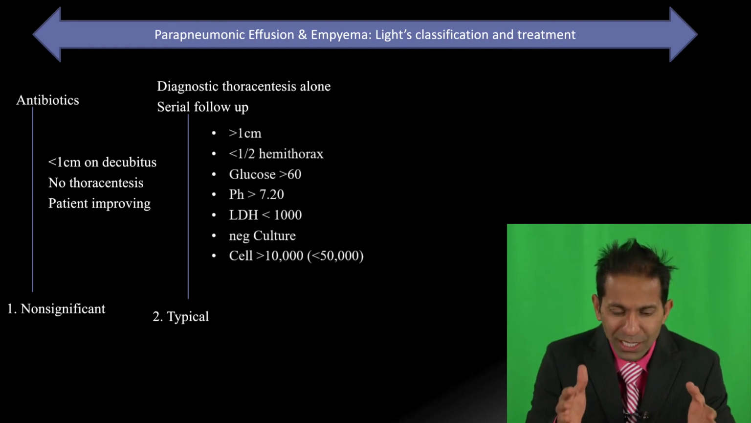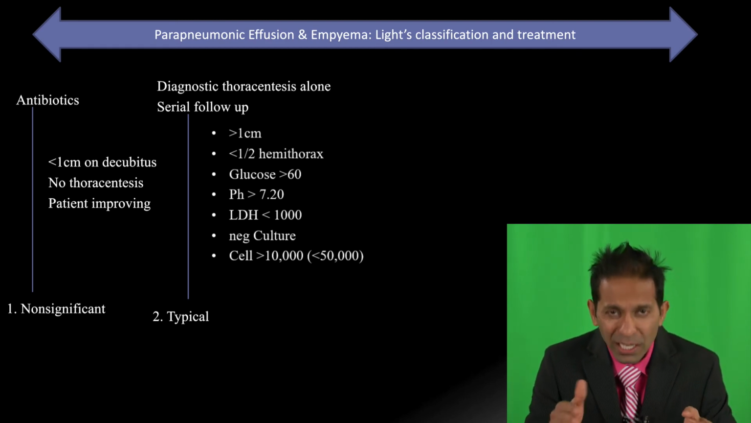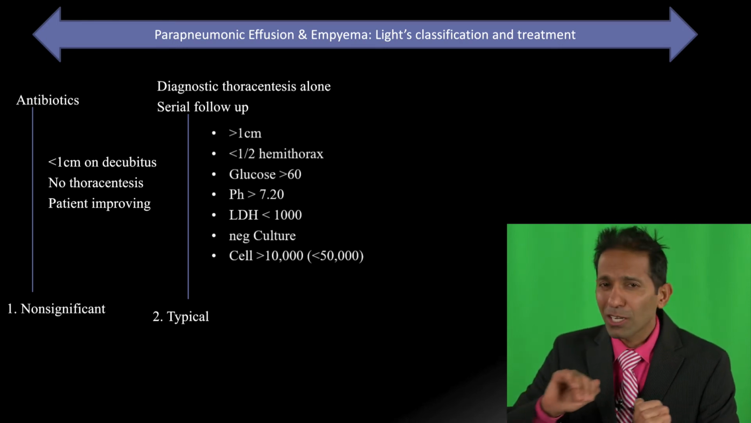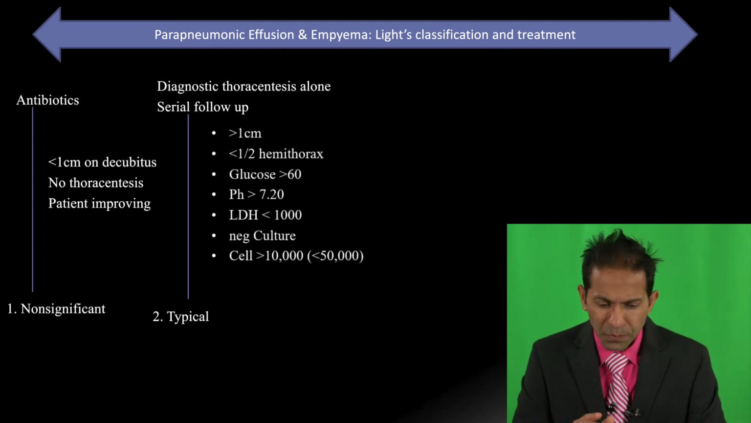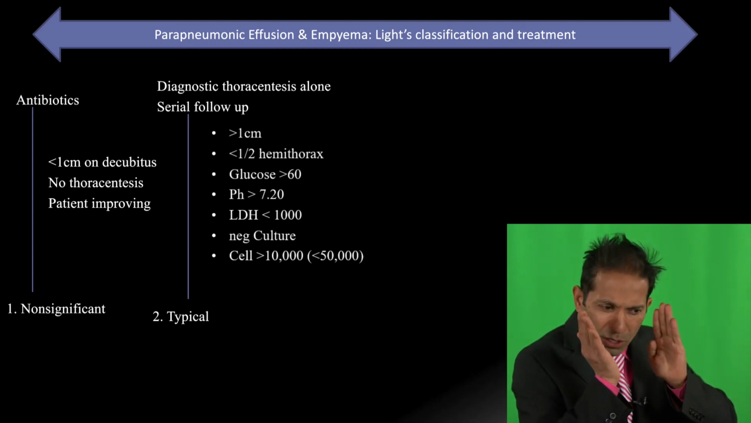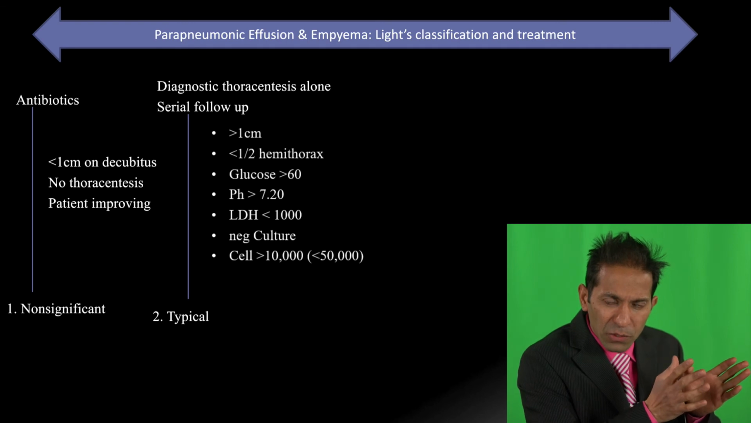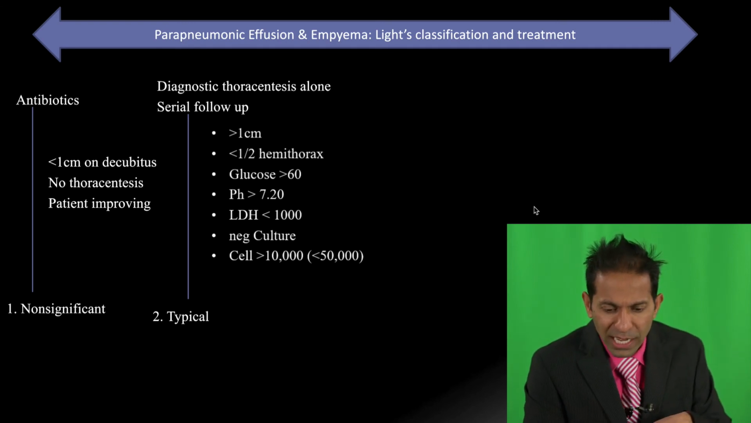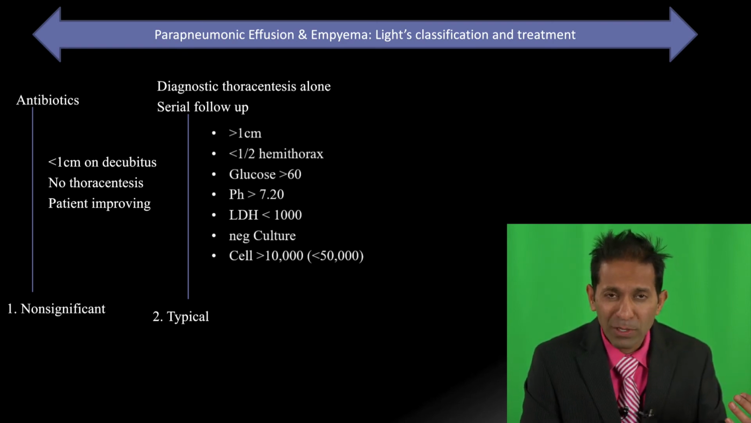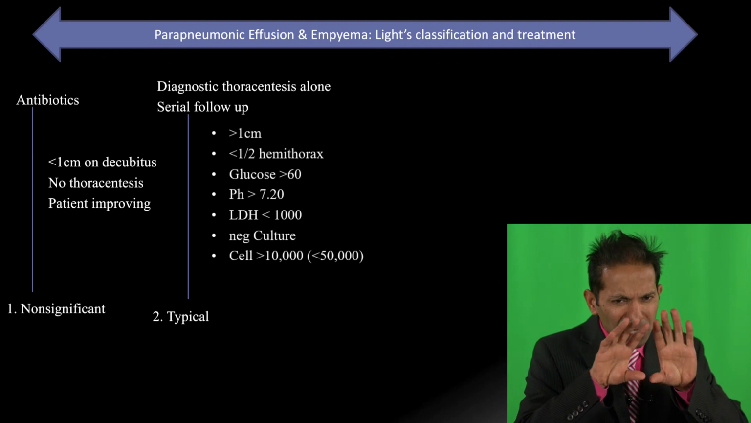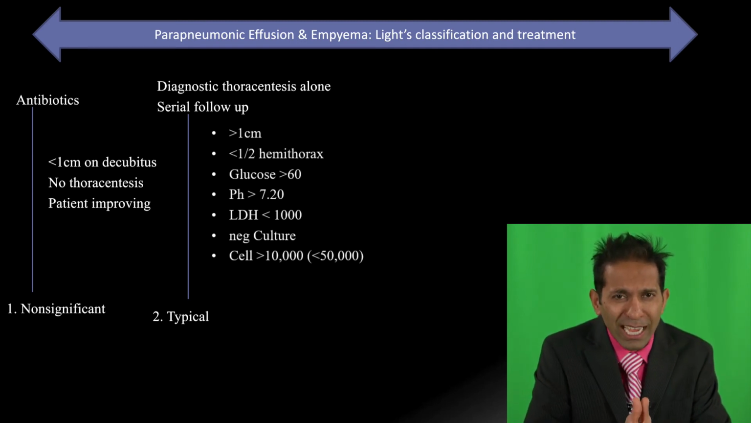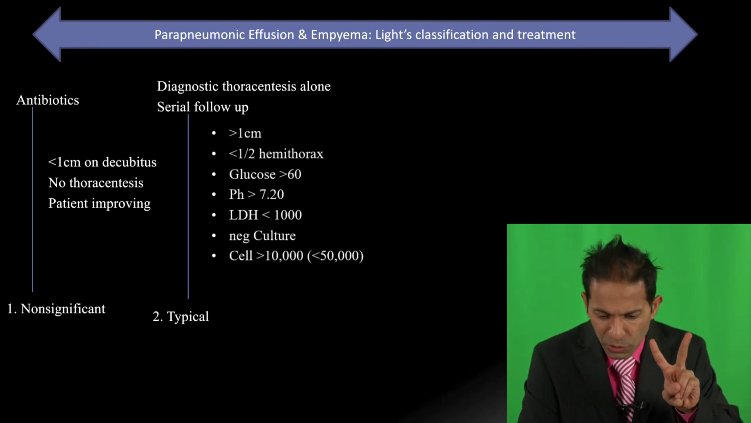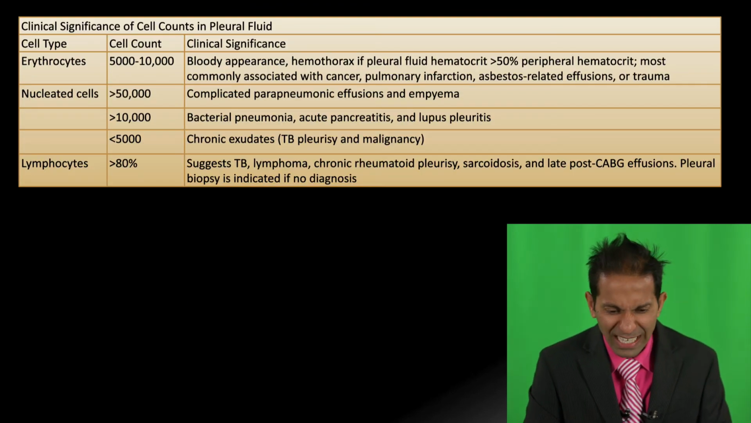You do a diagnostic tap, you do a serial x-ray. Most of the time the patient gets better; they don't need a tube or a drain or a consult with a thoracic surgeon. So we talked about two things. One, a patient who had a non-significant effusion. Another scenario is if the patient has a typical parapneumonic effusion more than 1 centimeter, less than half of the hemithorax, with pneumonia, you do a tap, and the pleural fluid is sterile and the patient is improving, you just do a diagnostic tap and do a serial x-ray. So these are the two scenarios. We're going to talk about another scenario in the next question.